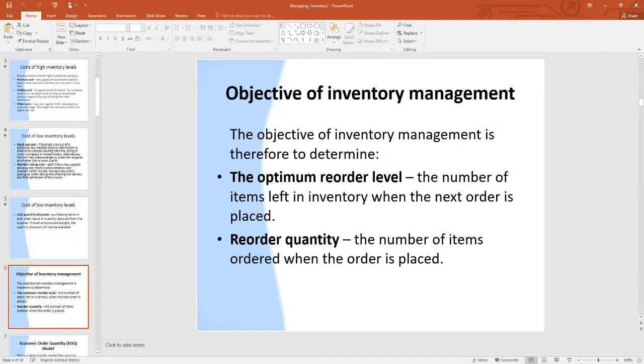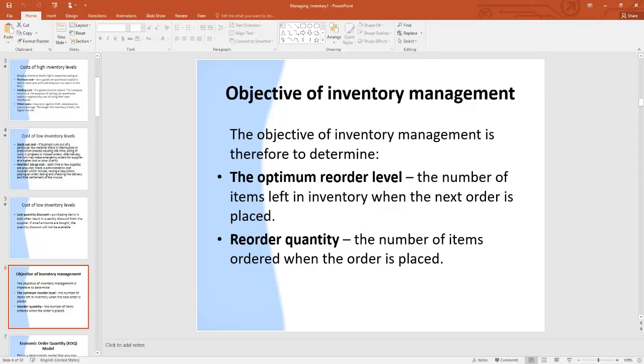As I mentioned, a company will achieve that objective if it determines those two things: the reorder level and the reorder quantity. The reorder quantity is the optimal quantity of stock we should be purchasing from our suppliers, the quantity that minimizes the total inventory cost, or the total relevant cost.